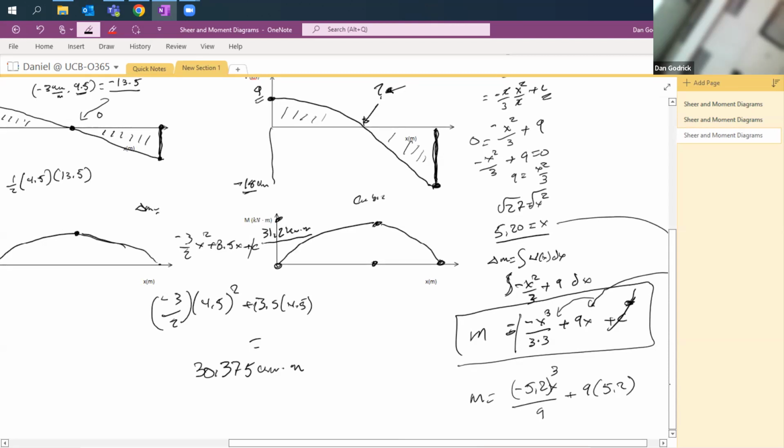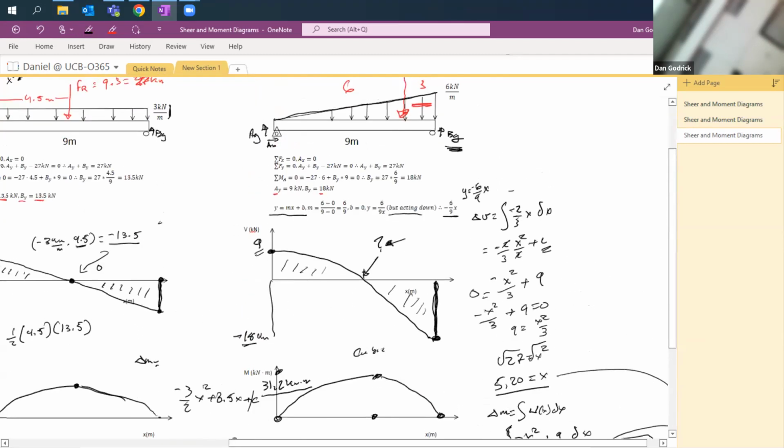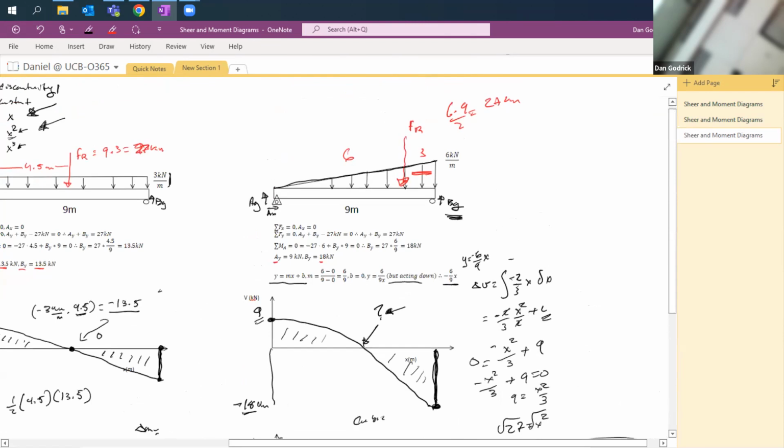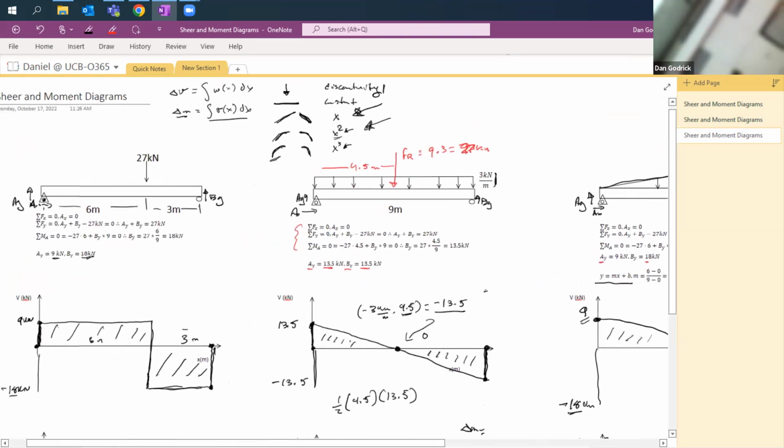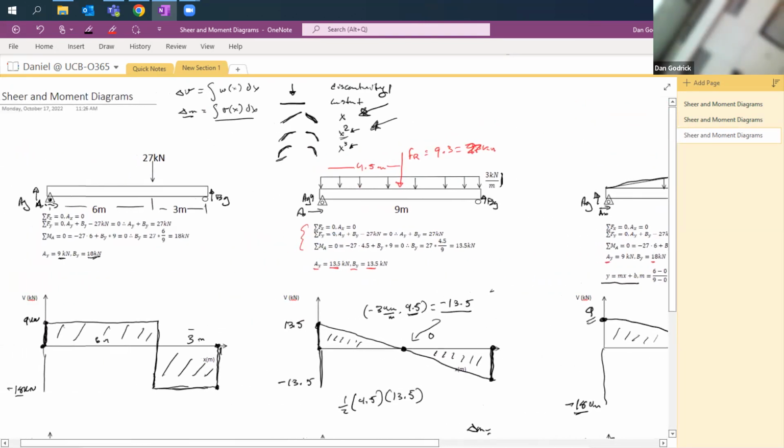And there we go. So we see that this graphical method has some common themes that we can apply throughout our shear and moment diagrams. So I hope that this helps. And in the next video, we'll show how to combine a point load with a distributed load.